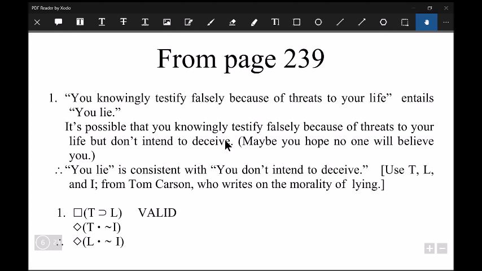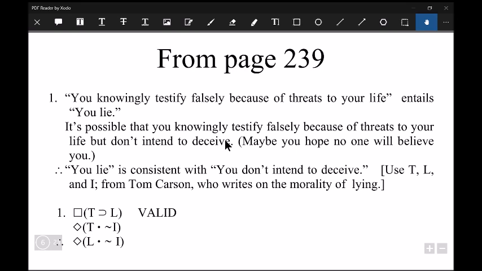So you're not just joking or making an honest mistake, but you know something to be the case and you assert the opposite while intending to deceive. Is that a good definition? Well, Carson says no. Why? Well, you can think of examples where it would fail, where a person knowingly asserts what he takes to be false, but doesn't intend to deceive. How could that be?